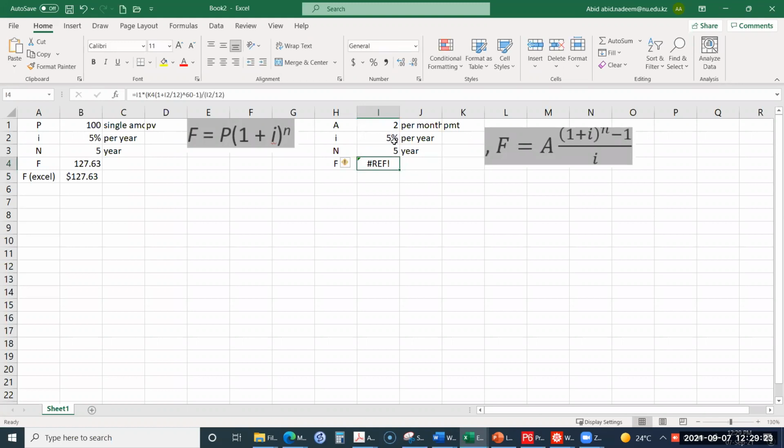So I get some error over here. What is that error? Yeah, here I think I must put, no, this is some error. Okay, so yeah, 136.01. The accumulated value is 136.01.